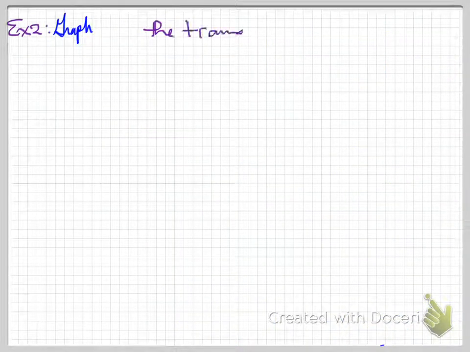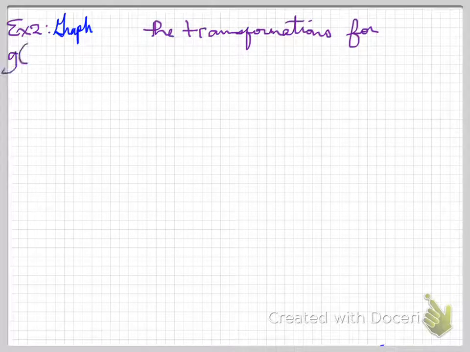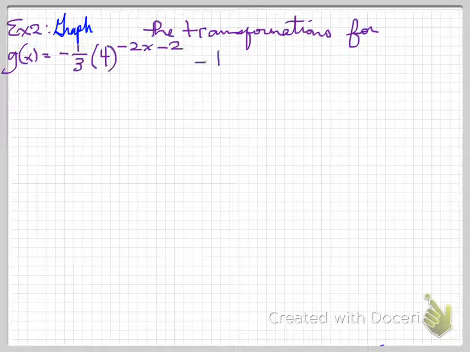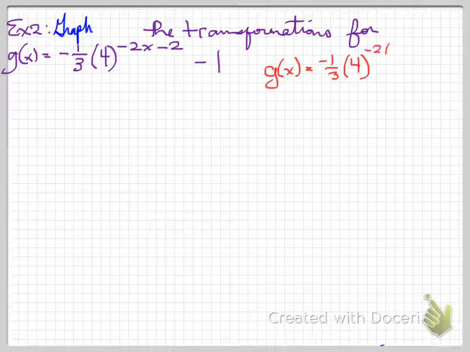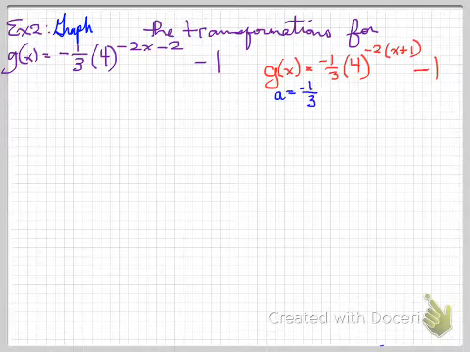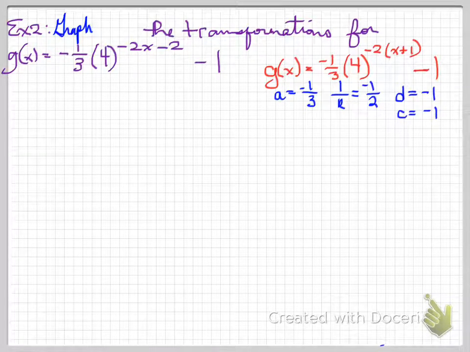Example 2. What I want you to do is graph the transformations for y = g of x equals -1/3 times 4 to the -2x minus 2, minus 1. So we just did the description for that last one. Now we're going to do the graph. To do the graph, we make x have a coefficient of 1, don't forget. And then you're going to create a table of values by identifying the a, k, d, and c.